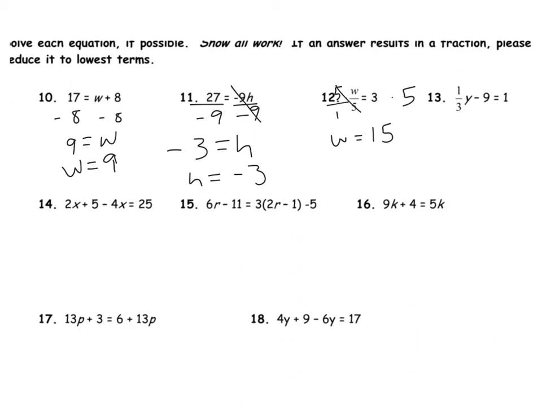So I'm going to start by looking for any parentheses. No. Then I'm going to go through the order of operations backwards. So any addition or subtraction, yes. I'm going to get rid of minus 9 by adding 9. I'm going to do that to both sides. I get 1/3 y is equal to 10. And then to get the 1/3 separated from the variable, I'm going to multiply by the reciprocal, which is 3/1.